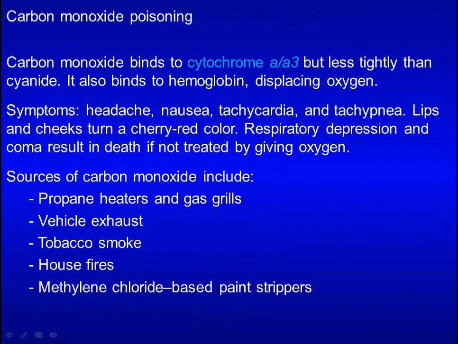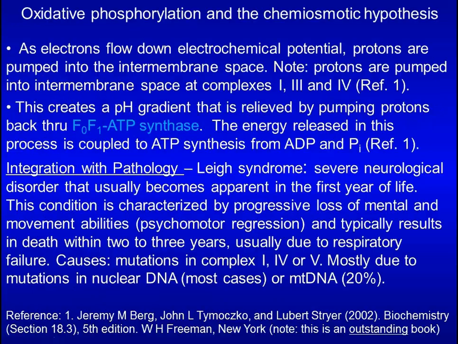Carbon monoxide binds complex 4 less tightly than cyanide, but it also binds to hemoglobin, displacing oxygen. Lack of oxygen and inhibition of electron transport chain leads to headache, nausea, tachycardia, and tachypnea, seen in carbon monoxide poisoning. As I described to you earlier, electron transport chains generate proton gradient. Proton gradient is relieved by pumping proton back by ATP synthase.